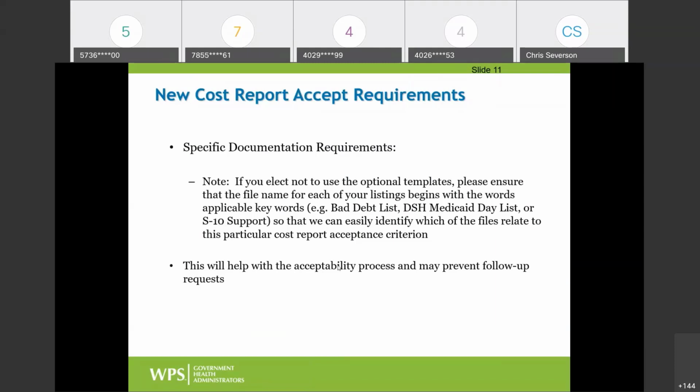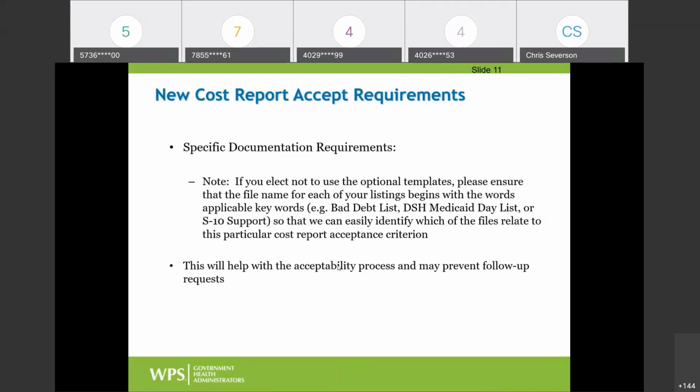So if you use something else from your own system, please just make sure to name it accordingly so we can tell right off the bat when we're accepting these. Do you have a bad debt list? Do you have a DISH list? S10 support? Now that goes whether you submit it through the MECREF portal on the CMS website or whether you send it to us via CD or anything like that. Just make sure that listing is clearly identified.